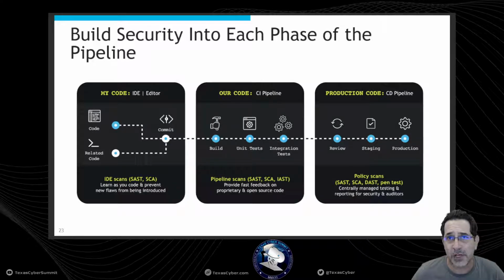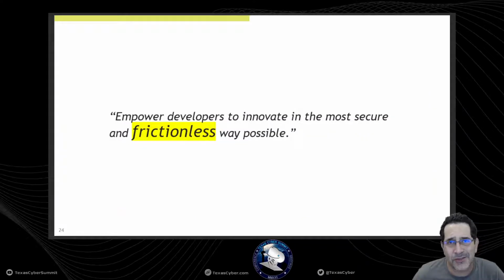There's so much pressure on development teams to get code out quickly and get new features out quickly. So anything that's going to add friction to them, they're going to reject it. Give them the opportunity to have a conversation with you to let you know what are the things that would break the build and what are the things that would cause friction, because ultimately you want to empower developers to innovate in the most secure and frictionless way possible. All right, I can't stress that enough.